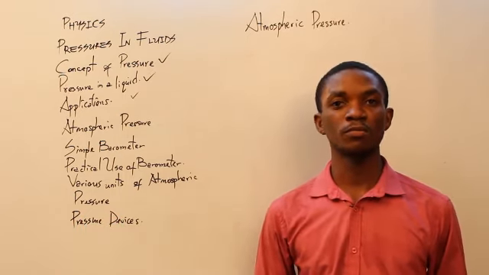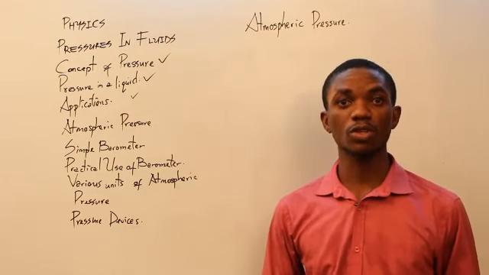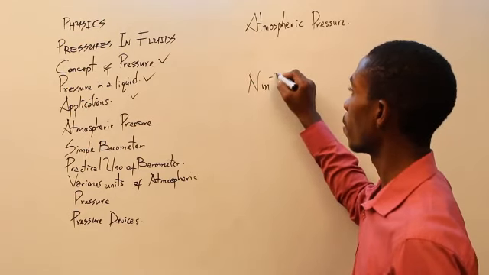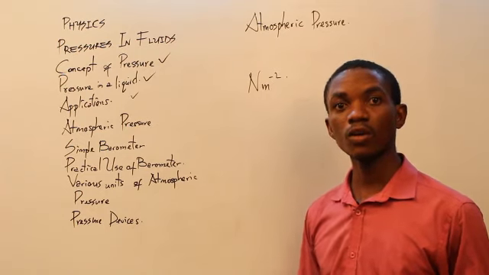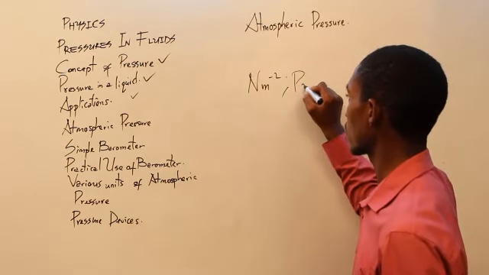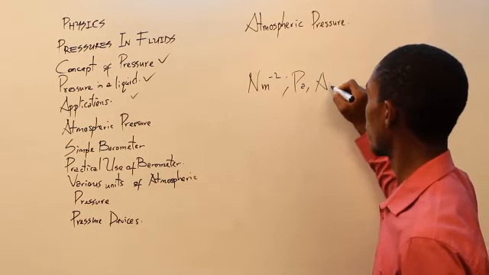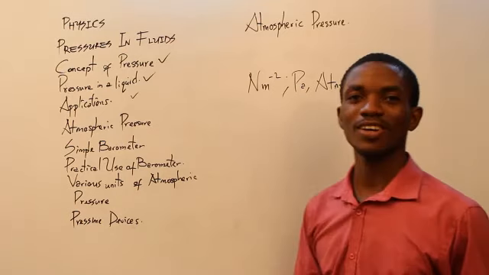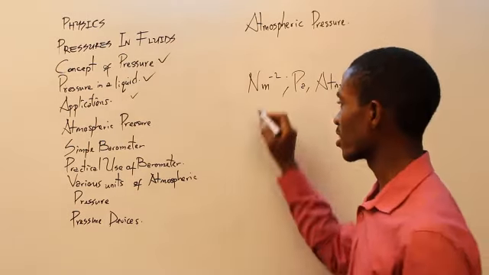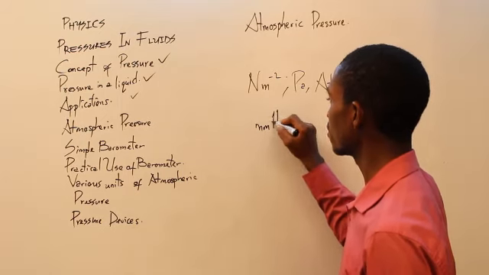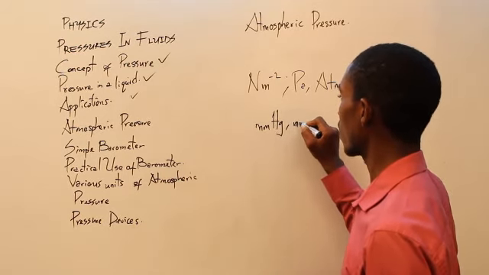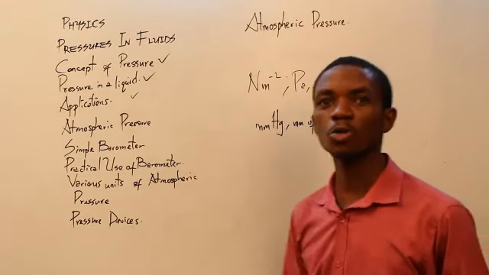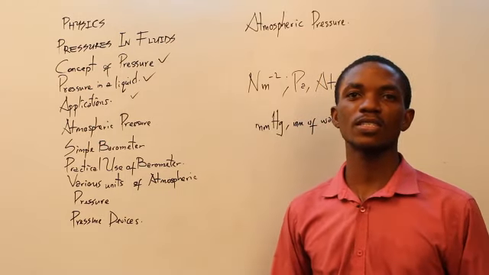Pressure has several units. We talked about one of them earlier, which is the standard unit, that is Newton per meter squared. Other units are Pascal, atmosphere, and interesting units like millimeter of mercury and millimeter of water, which are also used as measurement scales for pressure.